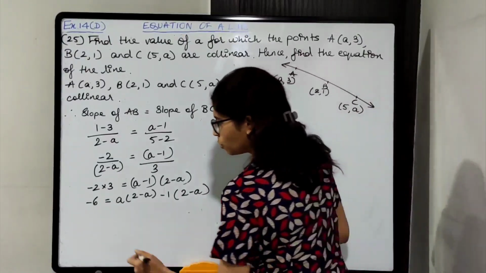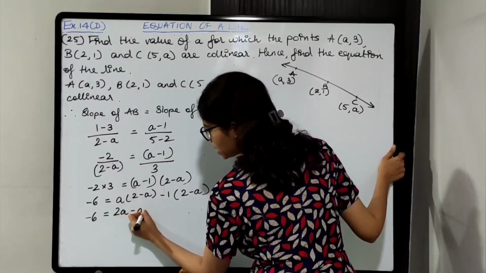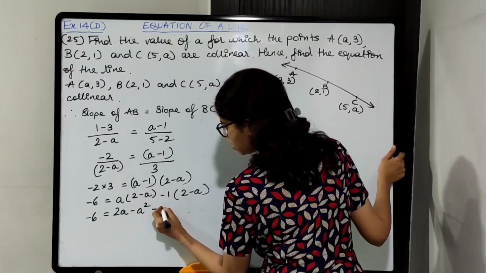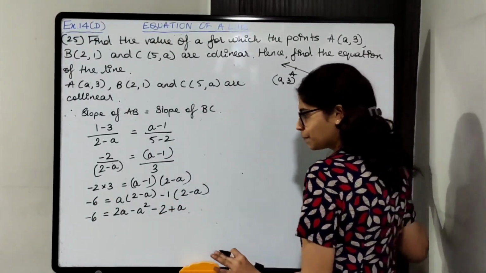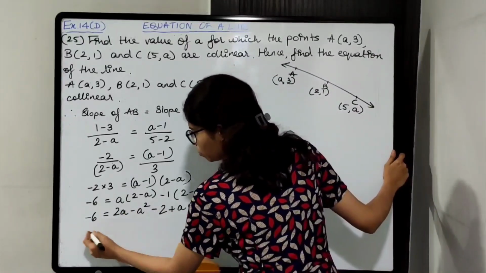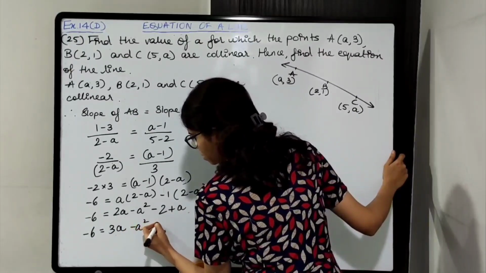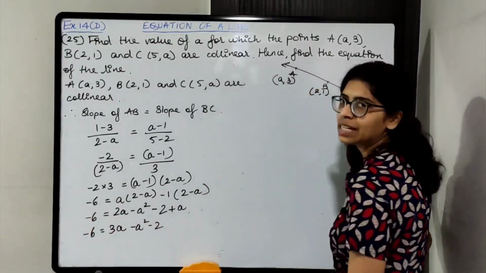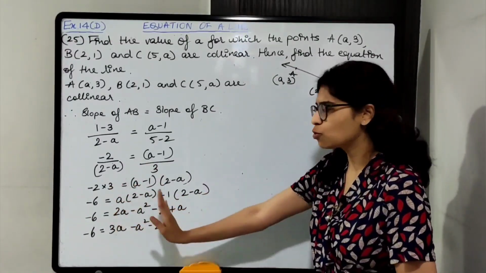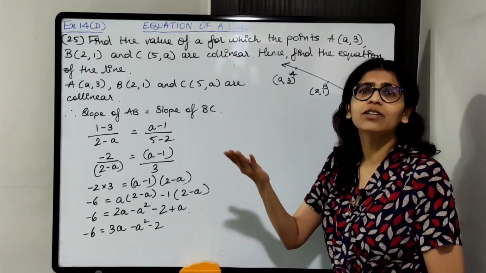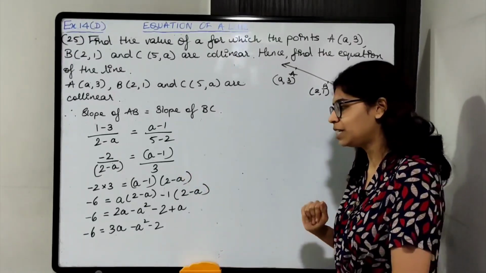So this will give 2a minus a square minus 2 minus minus plus a. Be very careful with signs. So a plus 2a will be 3a minus a square minus 2. Let's shift all the terms to the LHS. Because the a square term is negative, let's make it positive. So we'll shift all the terms over here because we'll get a quadratic equation. In a quadratic equation, on the LHS you will have all the terms and the RHS will be 0.